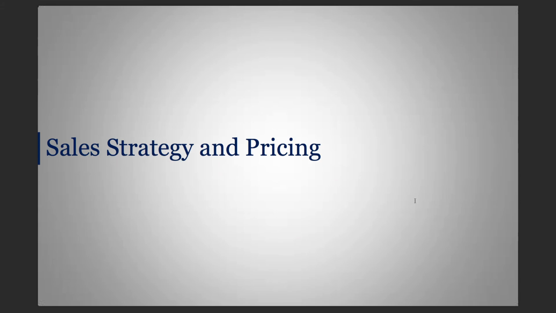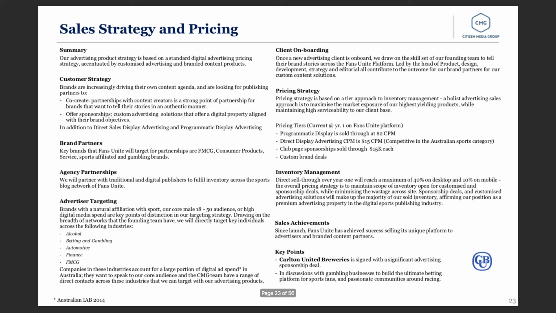And then sales strategy and pricing. So what were we doing? I showed you this slide last week when we were talking about advertising. This was the summary of our sales strategy and how we were pricing it. We needed to talk to these points specifically around who we were going to target as advertisers. So we said alcohol, betting, gambling, automotive, finance, FMCG, because we knew they already advertised in the category. And then how we were going to price it, going back to that advertising strategy, sponsorships, what kind of CPM rate we were targeting, etc. And then had we already sold some of those deals? We'd sold one to a beer company.